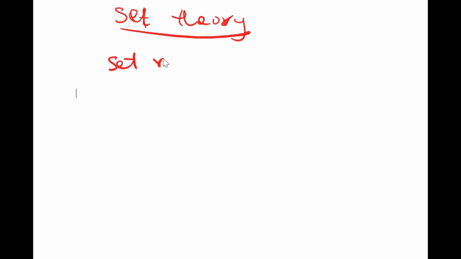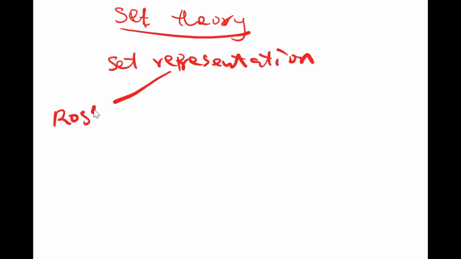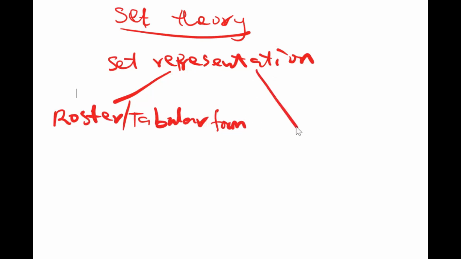Set representation can be done in two ways. The first one is roster or tabular form, and the second one is the builder form, set builder form.